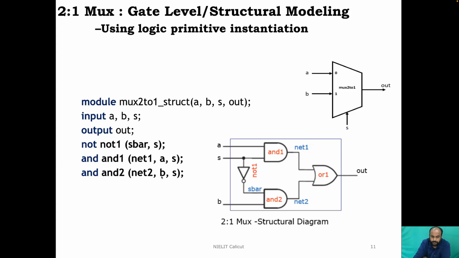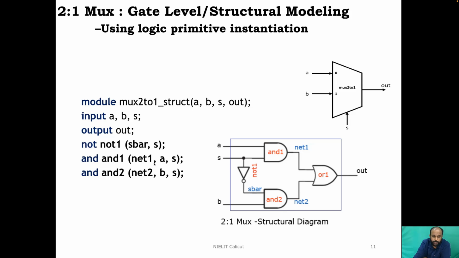The input should be A and S bar. For the first AND gate, the input should be AND1.